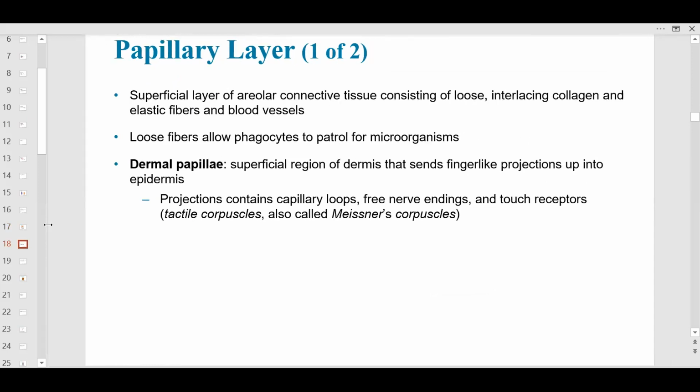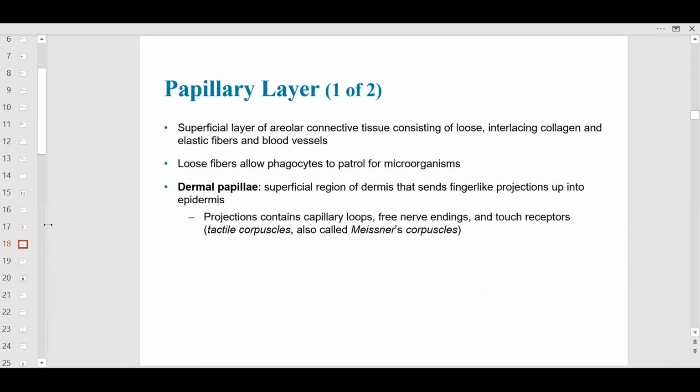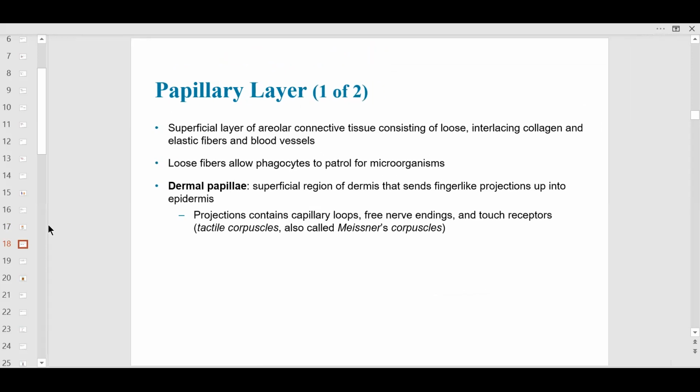So a superficial layer of the areolar connective tissue. And it's basically connecting the dermal papillary to the epidermis. That's really what it is, and it's areolar. So there's another layer of connective tissue. So within that dermis, the top dermis part, the papillae, you have those sensory receptors.